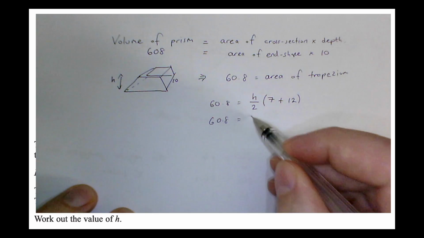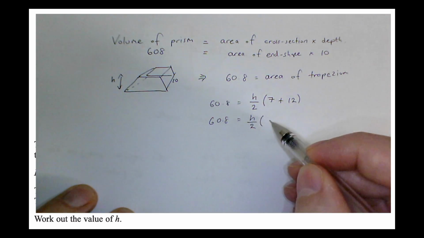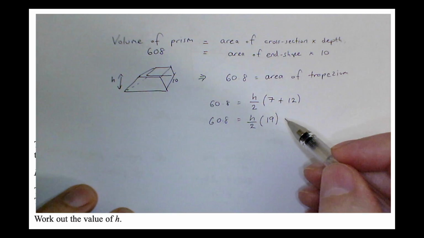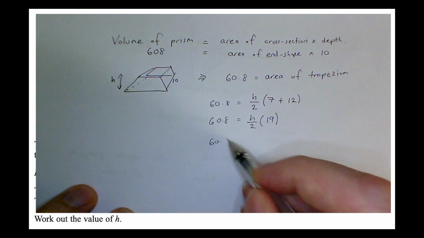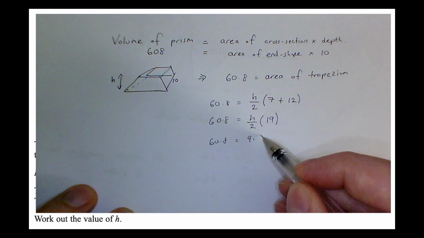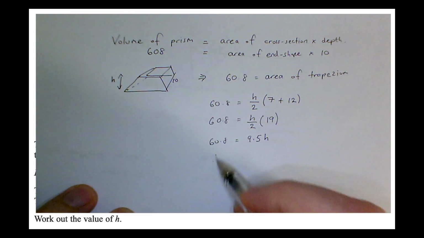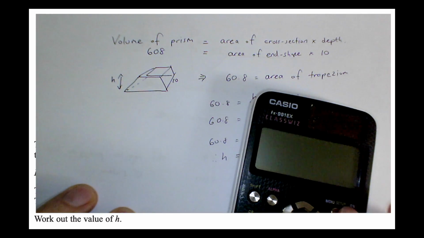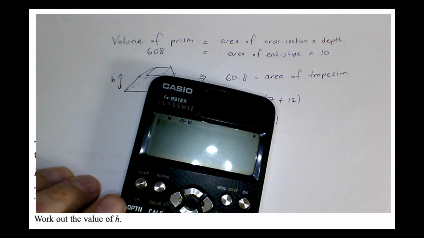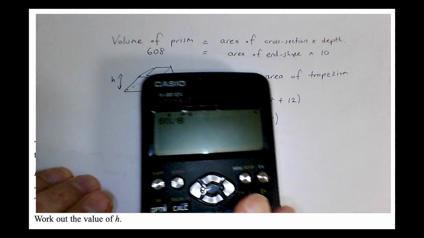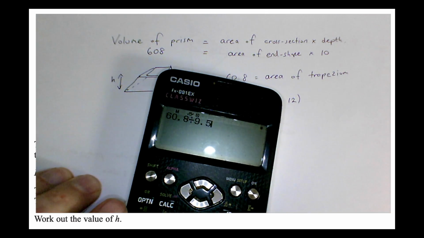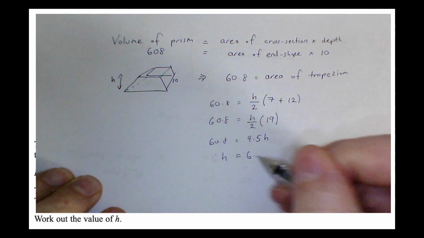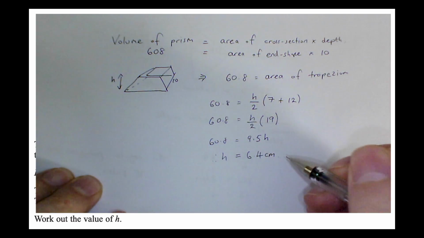So 60.8. I'm just going to sort the brackets out first because that's what BIDMAS says. That's 19, and then I'm going to do half of 19 to leave me with the formula for h. And of course, if I divide by 9.5, I'm going to cheat now. I'm not cheating really, but I'm using my calculator to get the answer. And here we go. 60.8 divided by 9.5 equals 6.4 centimeters. So this prism has to be 6.4 centimeters high.